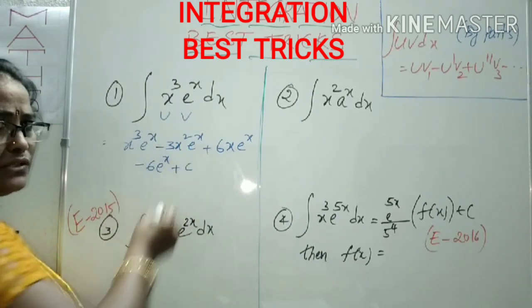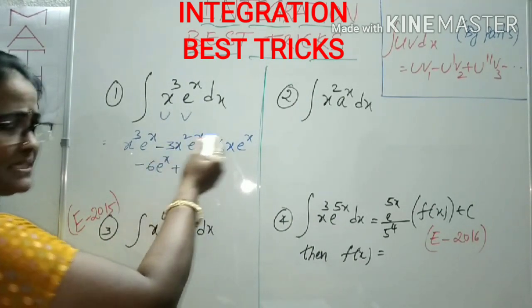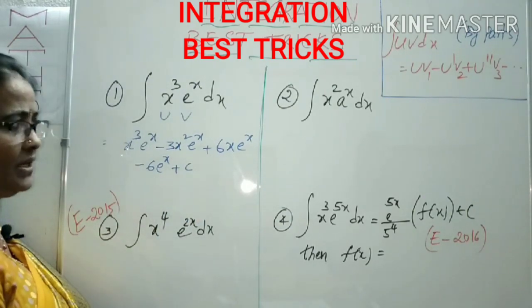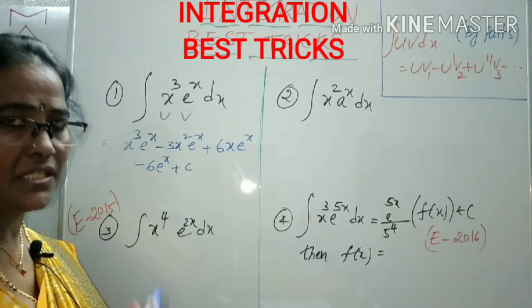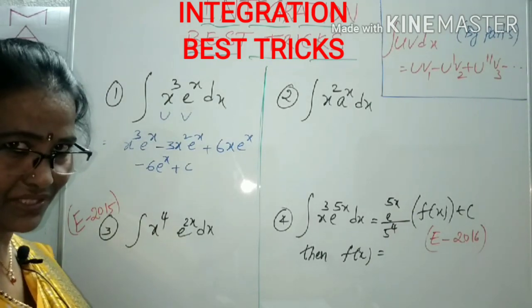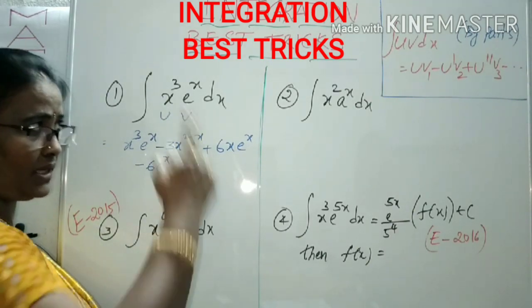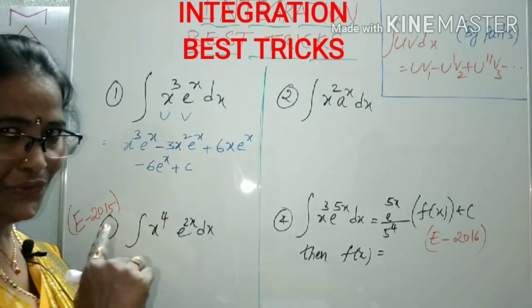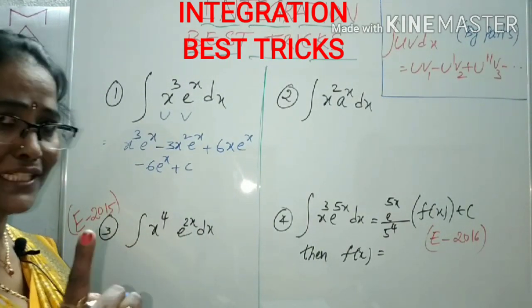Maybe in the options we may take the common e power x, something is common. According to the options, we can rewrite this. Okay. Here I didn't give the options. You know, in the examination they will give the options. Is it clear? What is the by parts short trick? You have to know first. Now, easily we can move to the next question.